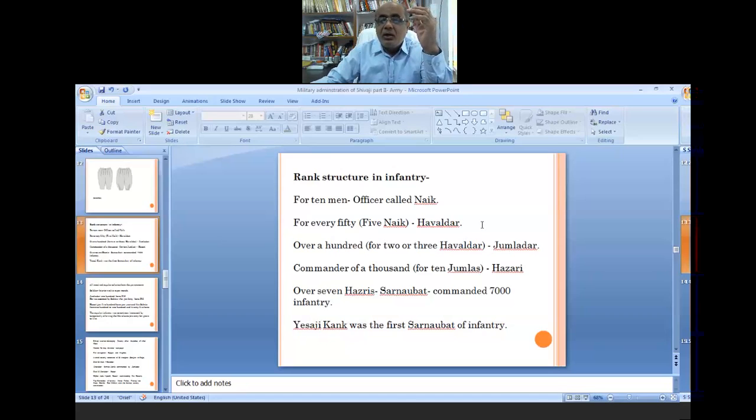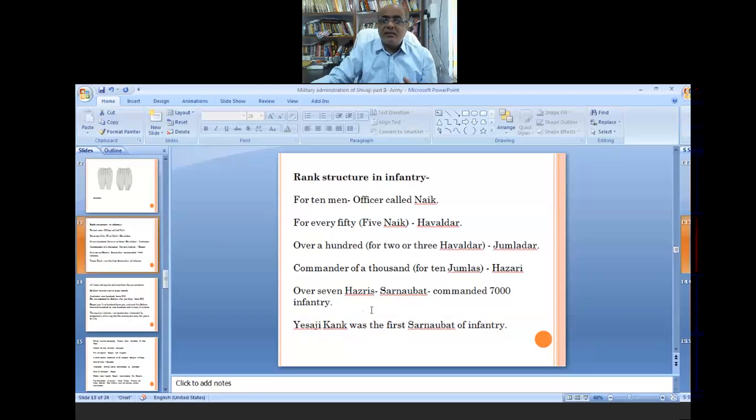Over 100 people there will be one jumladar. So one jumladar will be having 2 or 3 havaldar under him, and each havaldar will be having 5 naik under him. So Jumladar was a post which commanded 100 soldiers, and the commander of 1,000 was for 10 Jumladar. There used to be one commander called Hazari. So Hazari will be having 1,000 soldiers under him, commanded by Jumladar, and then Havaldar, and then Naik.